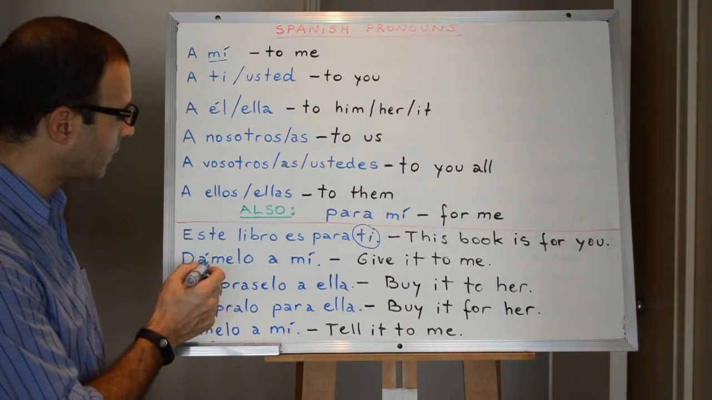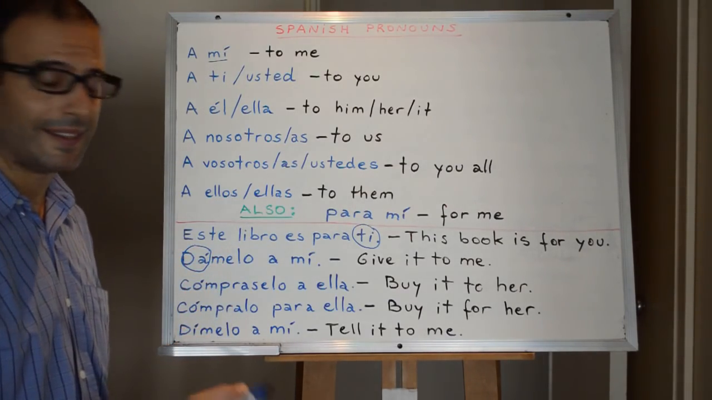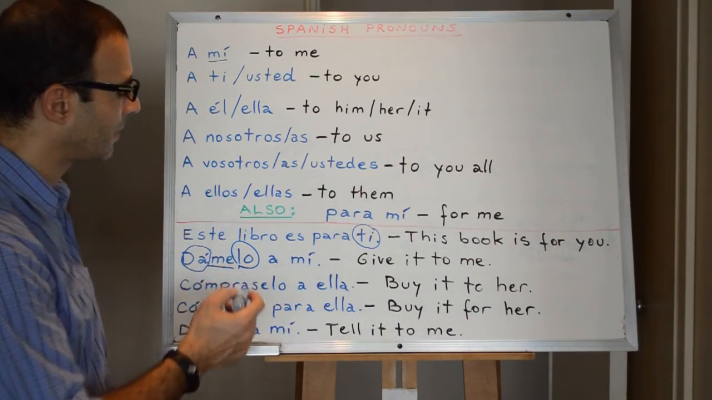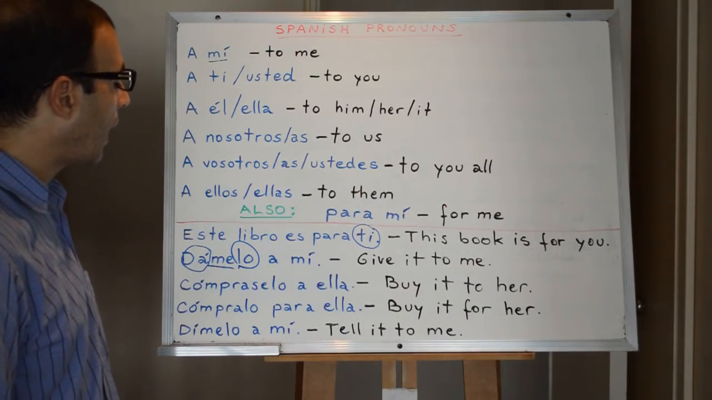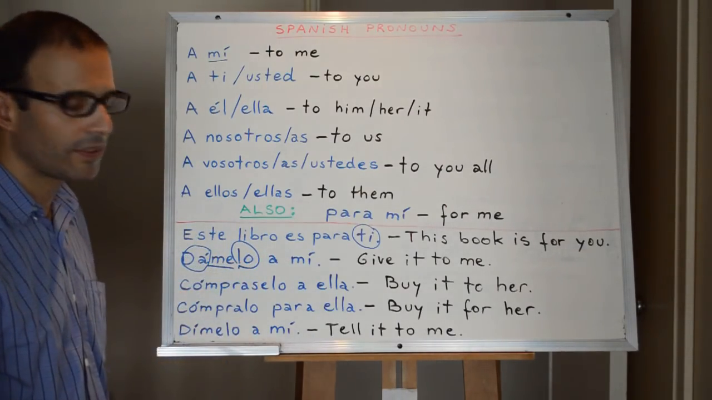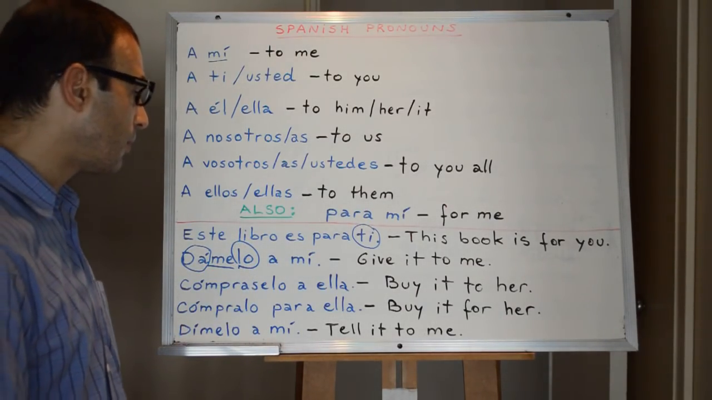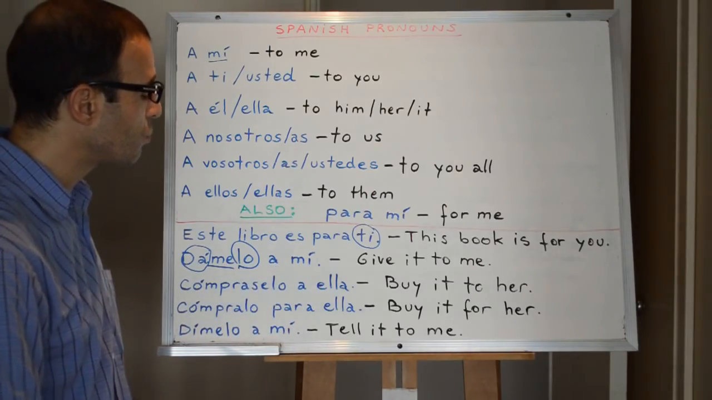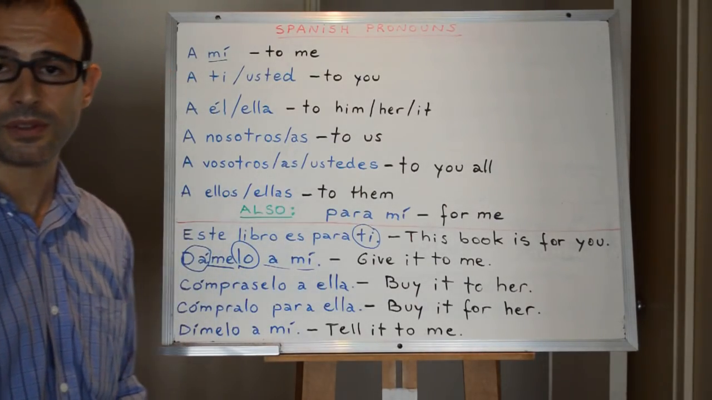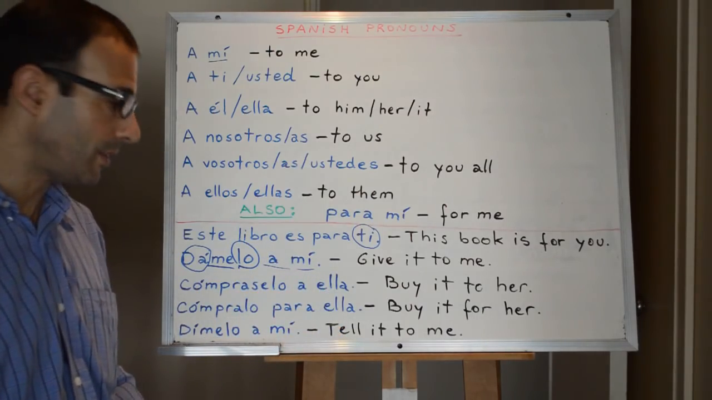Dámelo is the imperative of the verb to give. Da, me, to me, and lo, it, right? However, dámelo already implies to me and the it, which is lo, right? However, it usually adds a mí, which is a redundancy. However, it's used like that, right? Dámelo is correct, but we usually say dámelo a mí, right? Give it to me.